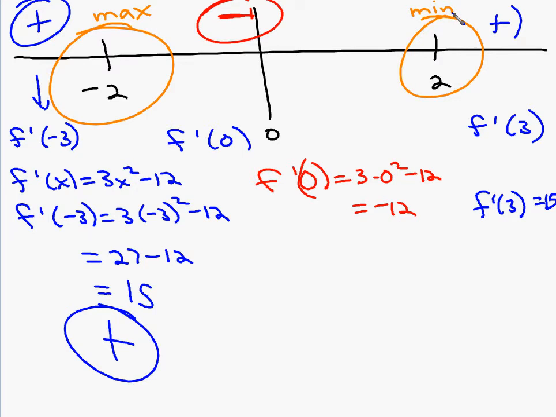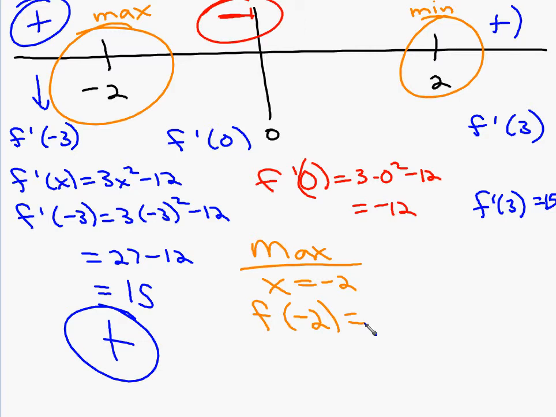Now, if I wanted to finish up my problem, though, those are just the x values, right? Those are the x values where a maximum and minimum occur. It's not the actual maximum value. The actual maximum value occurs when x is negative 2. So if I want to find the maximum value, I need to plug it back into the original function to actually find that exact maximum value.